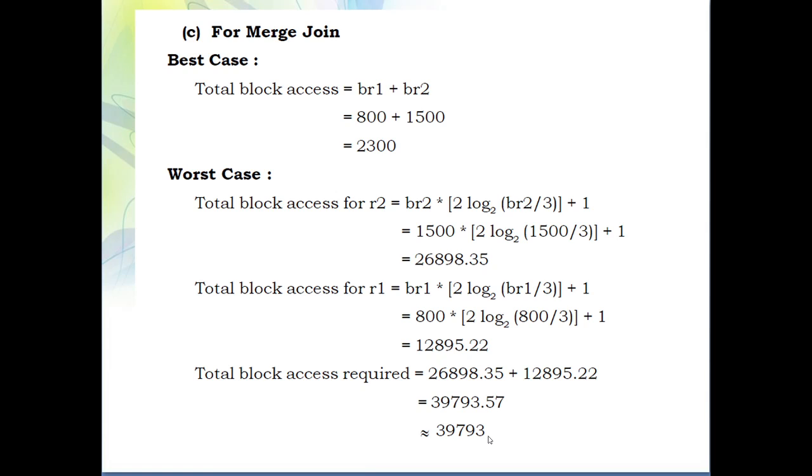Either you can say 793 or 794, because we don't want this value as a fraction, we want it as a whole number. So here we just forget about the decimal points. This is the total number of block accesses required in the worst case, and that is for which join operation? Merge join operation.